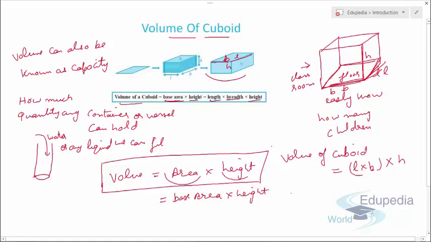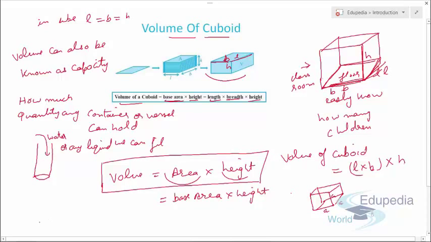Now let's discuss the volume of cube. Let's say we have a cube like this. In a cube, we all know that all the sides are equal. So this will be A, this will be A, this will be A, which means length, breadth and height are equal, right? In a cube, length, breadth and height are all equal. So we can say that length equals A, breadth equals A and height equals A.